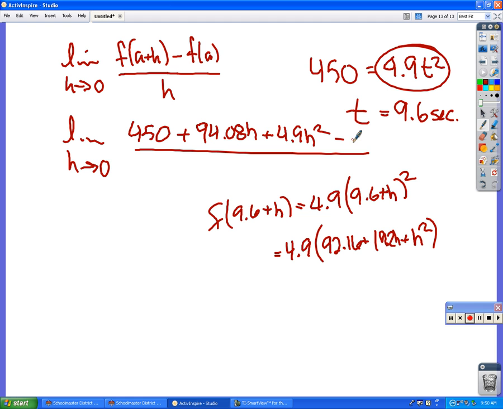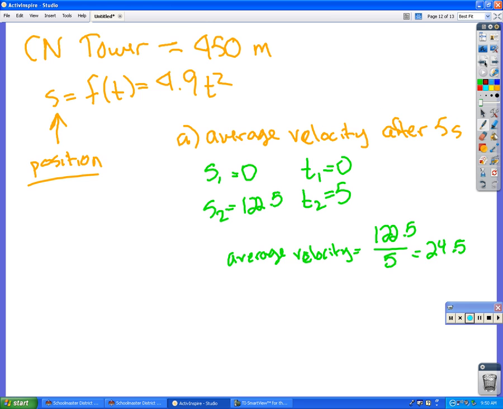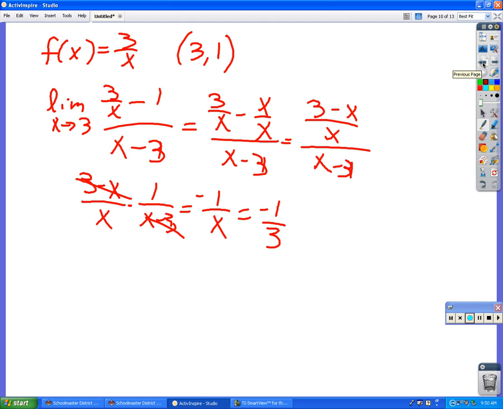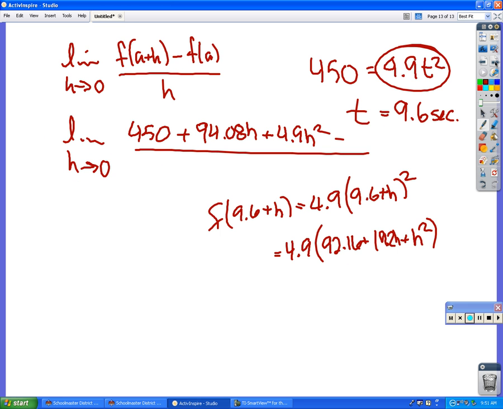Okay, so that's kind of a pain because our function was a little bit more complicated than the two examples that I did here, where to plug it in, I just ended up with 3 over 3 plus h. We actually had to do some math to figure that out. Okay, what is our f of a? What would I get if I put 9.6 into this thing right here? You should know that without doing any math. 450. That's where that came from. We set it equal to 450, all over h.